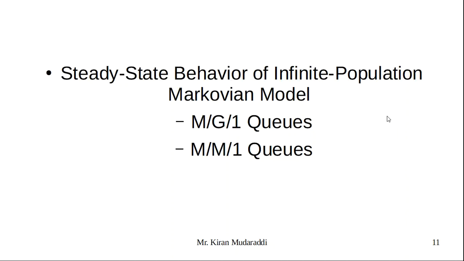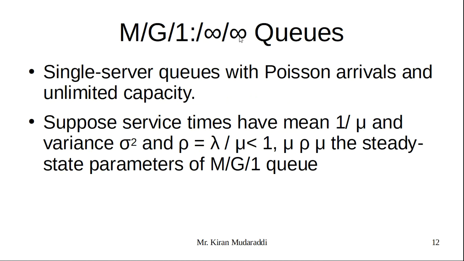So now let us move ahead with types of Markovian models. This is a Kendall notation, M/G/1. These are infinite population models. In this way, we represent M/G/1 server, infinite queue length, infinite population model. This is arrival, this is departure. This is a single server queue with Poisson arrivals, and this is standard variance, and this is rho, that is lambda divided by mu is less than 1.